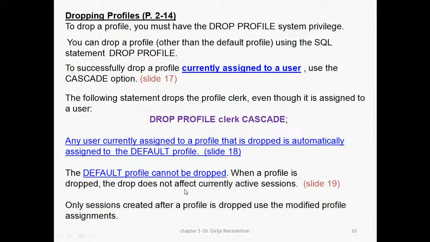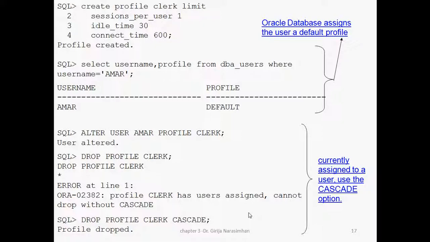When a profile is dropped, the drop does not affect currently active sessions. Later, after the session is over, only sessions created after the profile is dropped use the modified profile. Now let us see what else there is. Create profile name. Select user, profile from dba_users where username is Amar. The profile is Default. It assigns the user the default profile.